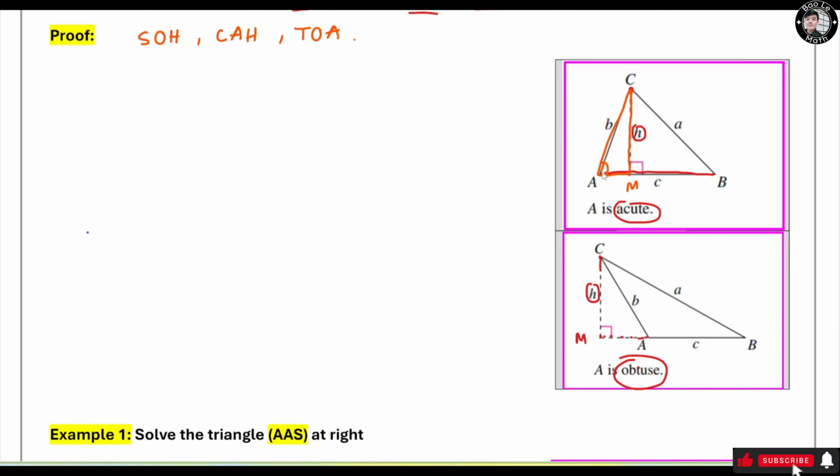So, sine of angle A right here equals opposite, which is h right here, over hypotenuse, which is b right here, because you have the right angle right here. So, sine A equals h over b. Now, similarly, I'm going to apply the trig ratio in this right triangle. So, I have sine B. It's going to be opposite over hypotenuse, which is h over a right here, right?